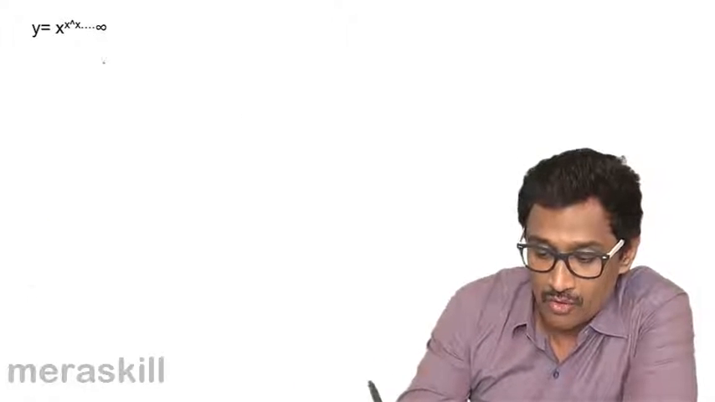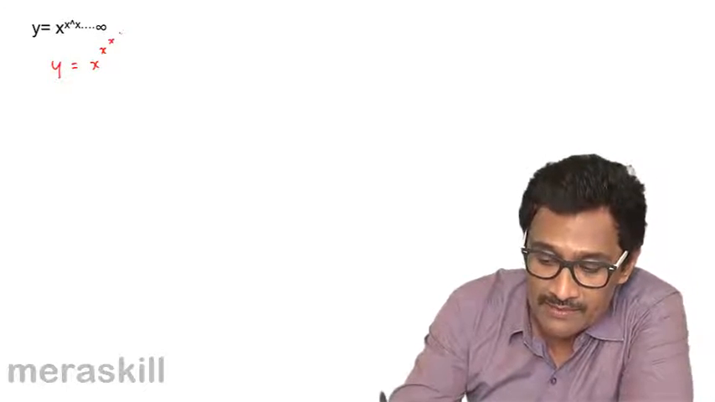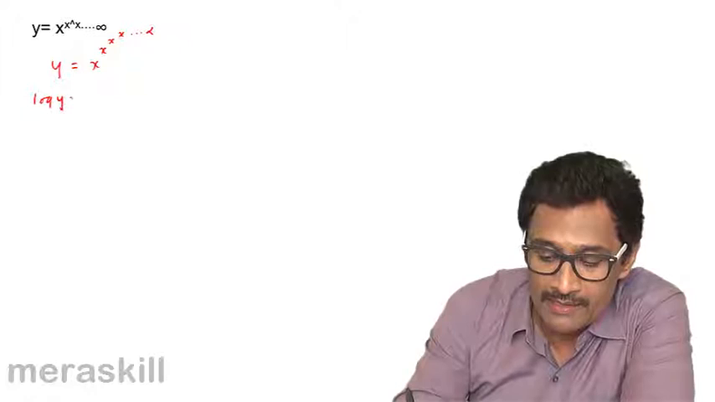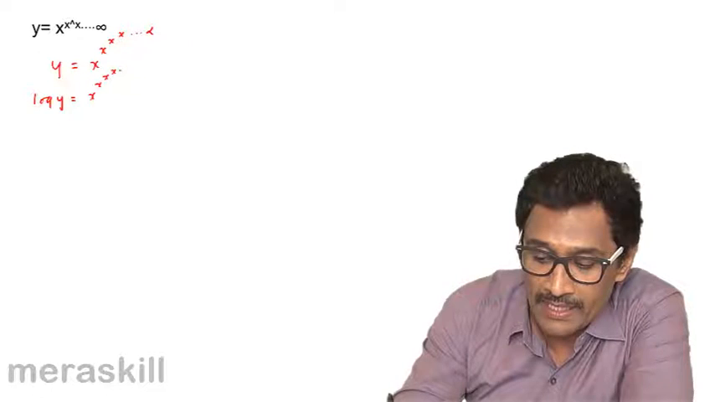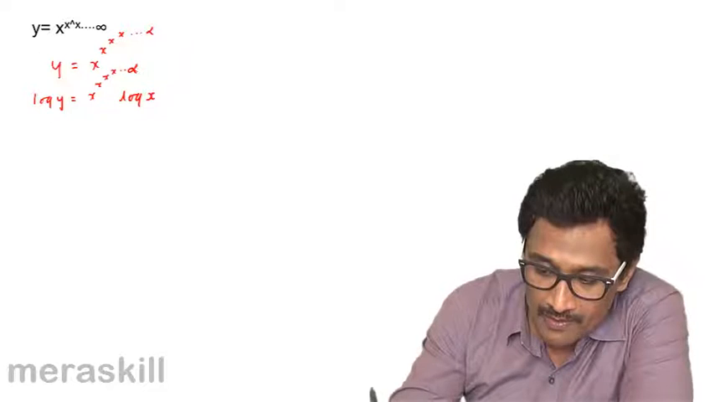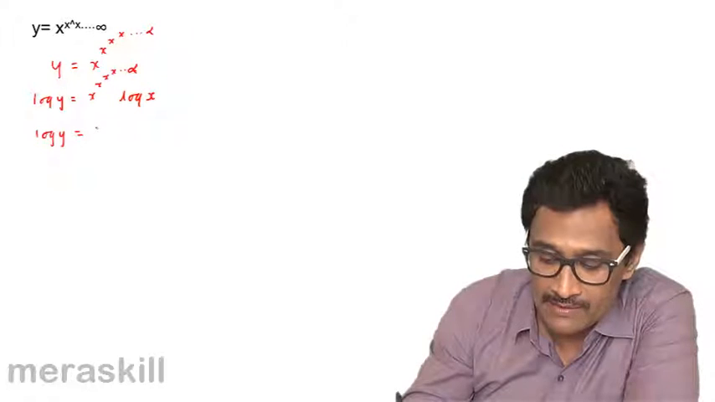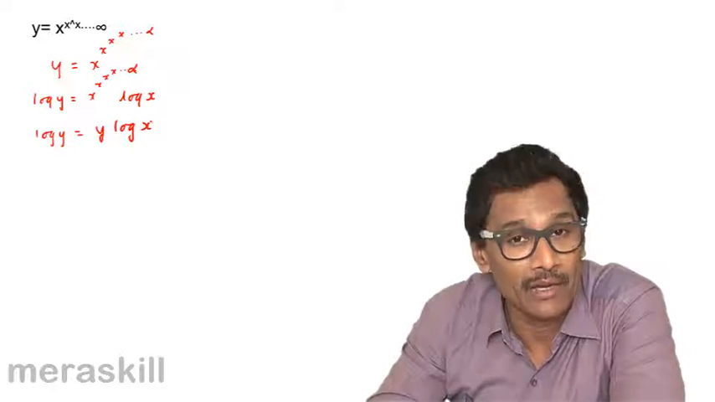Okay, let's see another example. Okay, now here you have like this. So we have y is equal to x raised to x raised to x raised to x up to infinity. So log y hence would be x raised to x raised to x raised to x up to infinity into log x. Now this alone is y. So we can write it as log y is equal to y log x. Log y is nothing but y log x.